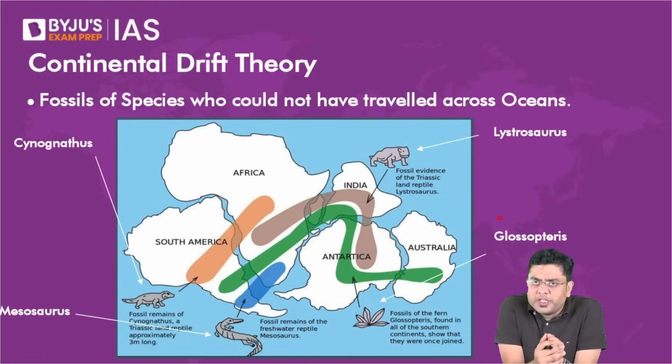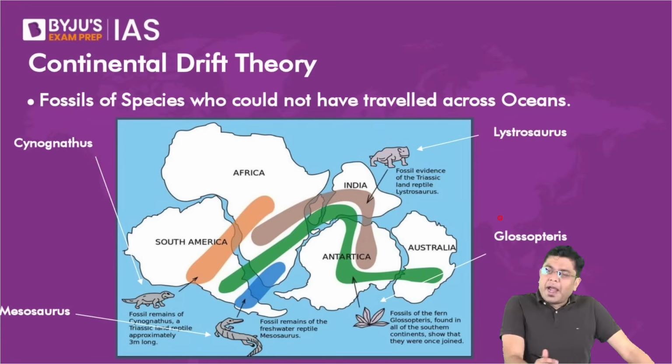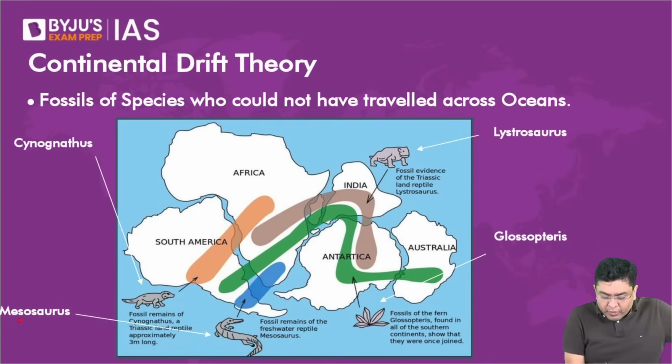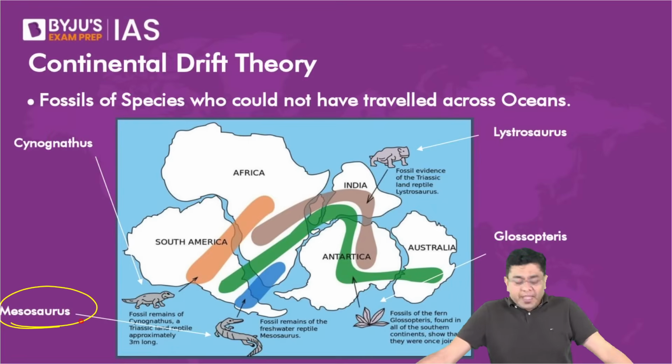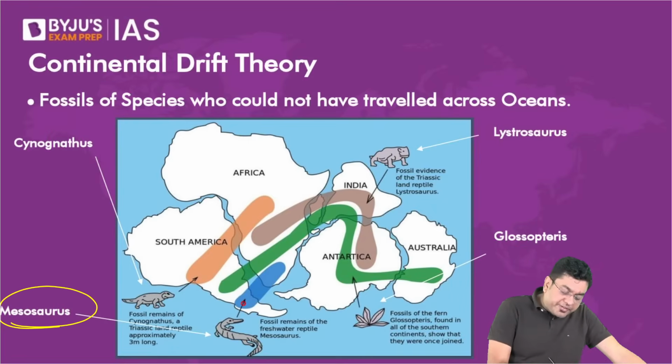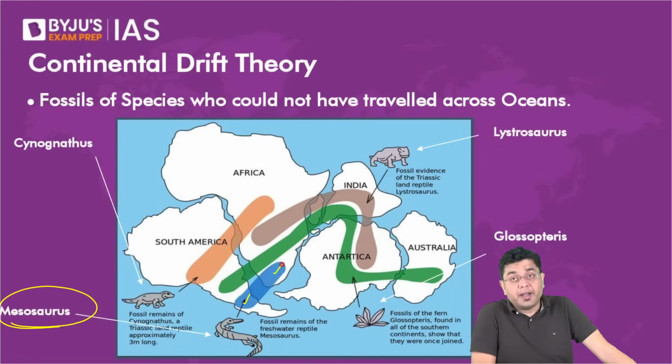So the paleontologists, when they carried out their study, had observed the evidence of fossil remains of certain types of species spread across various continents. For example, you had one of those freshwater reptilian species with the name of Mesosaurus. Now, Mesosaurus was an 8 to 10 feet long reptilian species which would exist only in freshwater. But then fossil remains of Mesosaurus have been found in South America as well as in southern part of Africa.